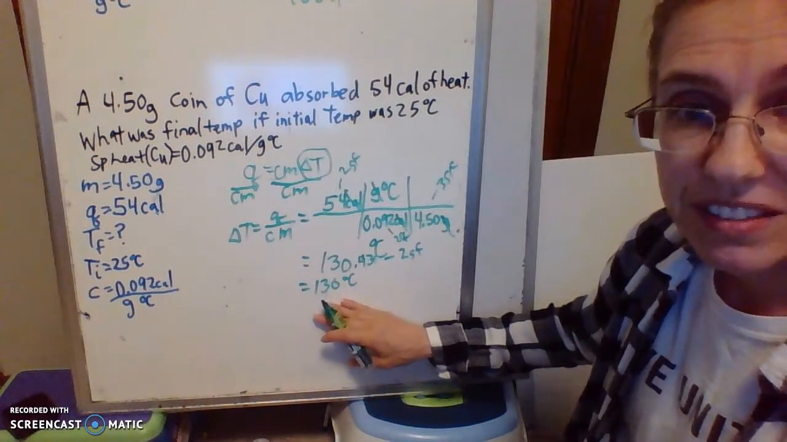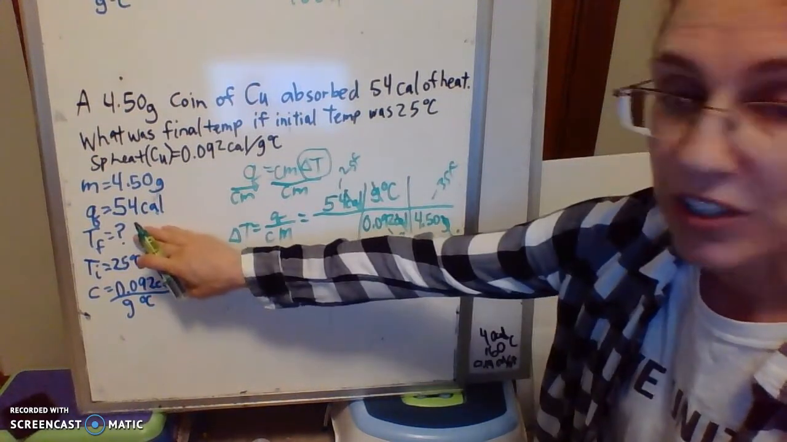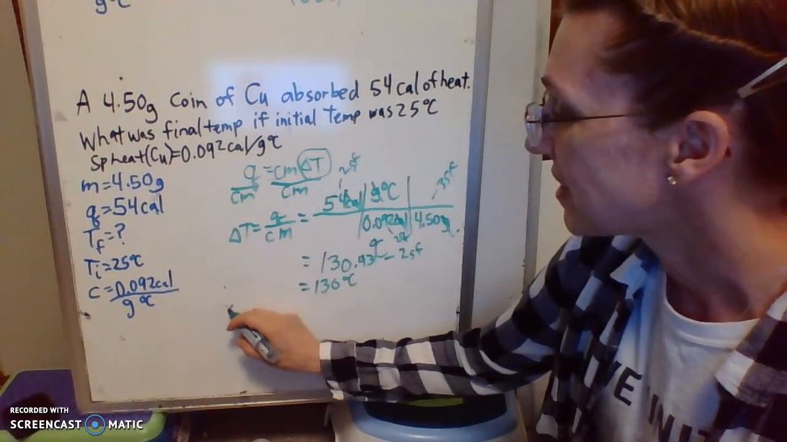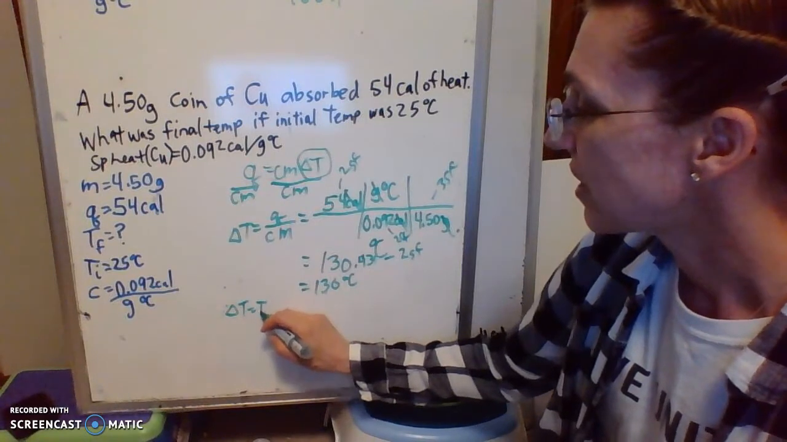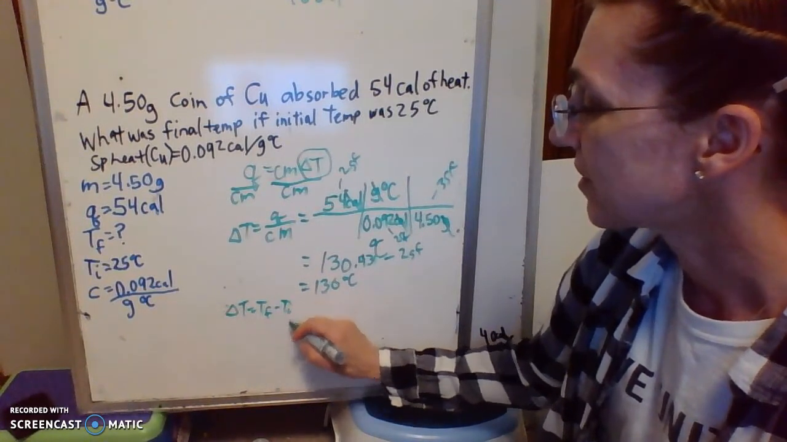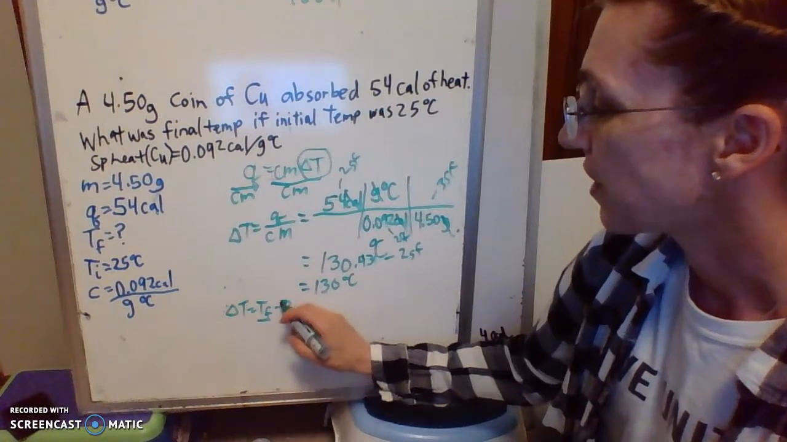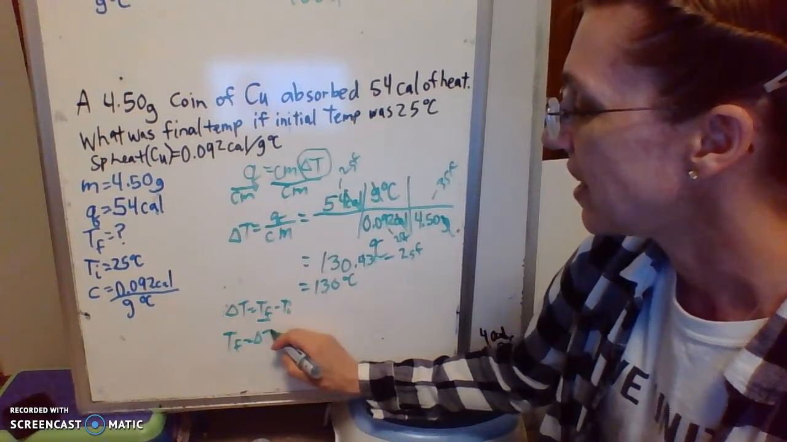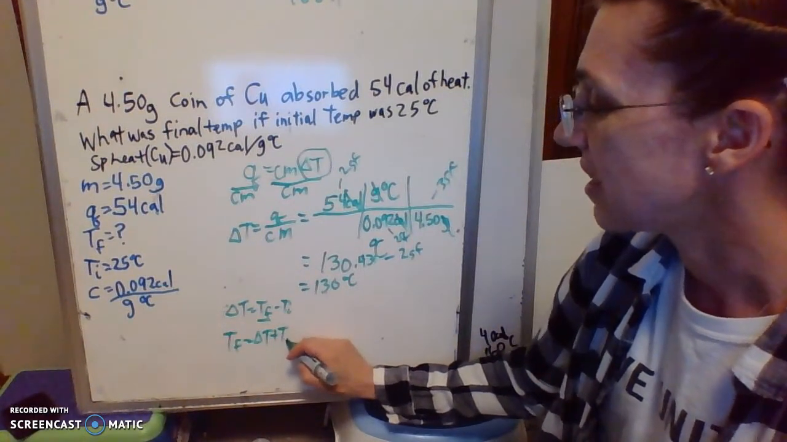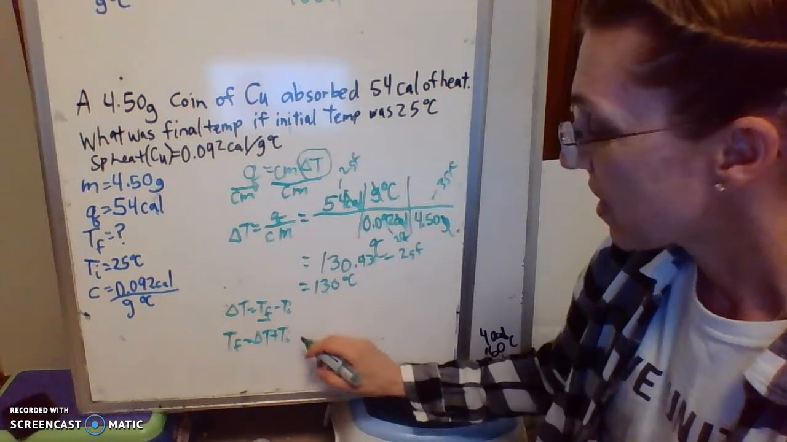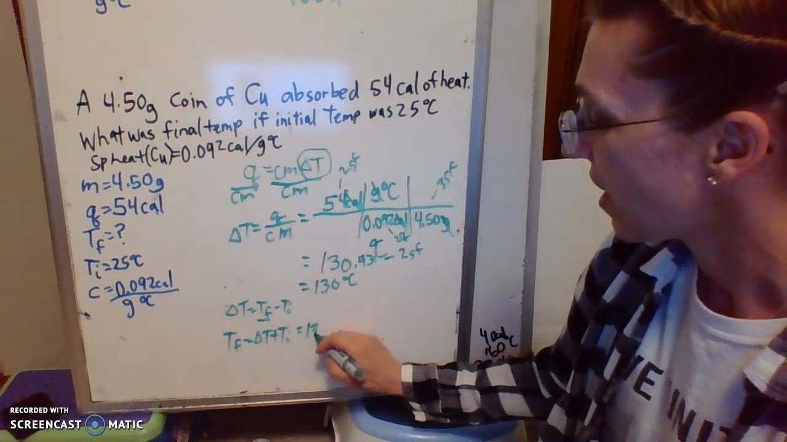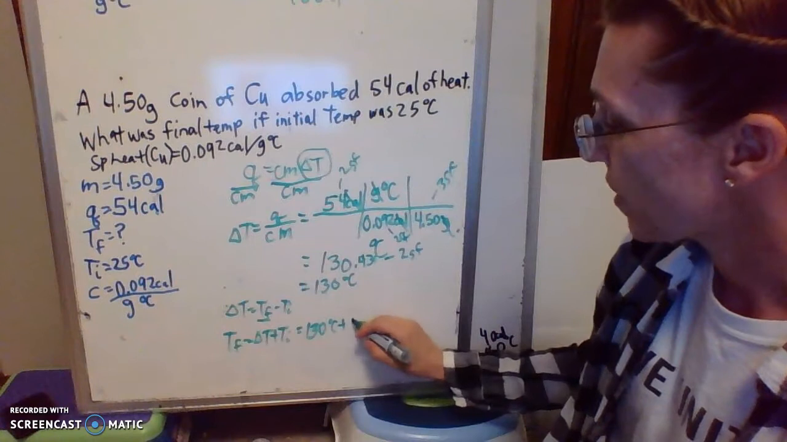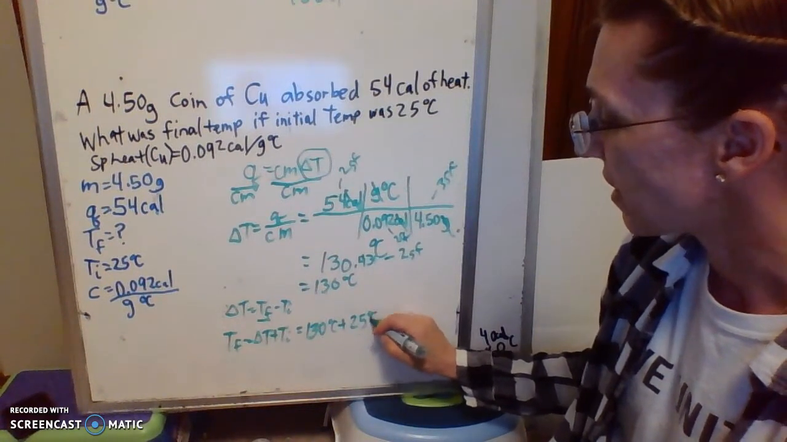Now, is that our final answer? Well, no, we were asked for final temperature, not delta T. Not a problem because delta T equals final minus initial. So we can solve for final. We're going to add T initial to both sides. So our T final equals delta T plus T initial. Okay. Let's go ahead and plug those numbers in. We've got 130 degrees Celsius plus our 25 degrees Celsius.